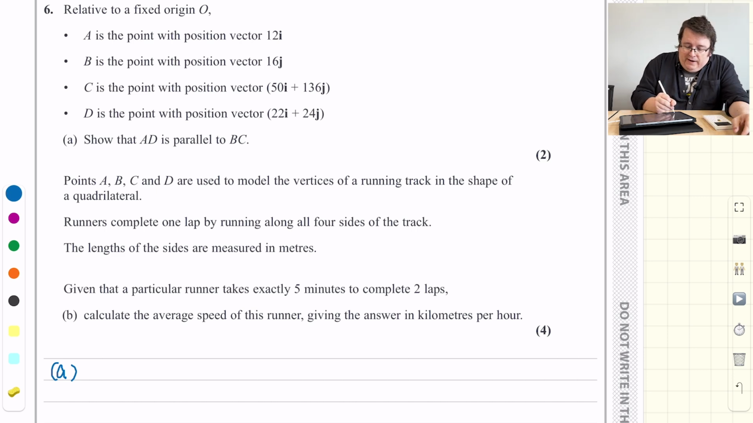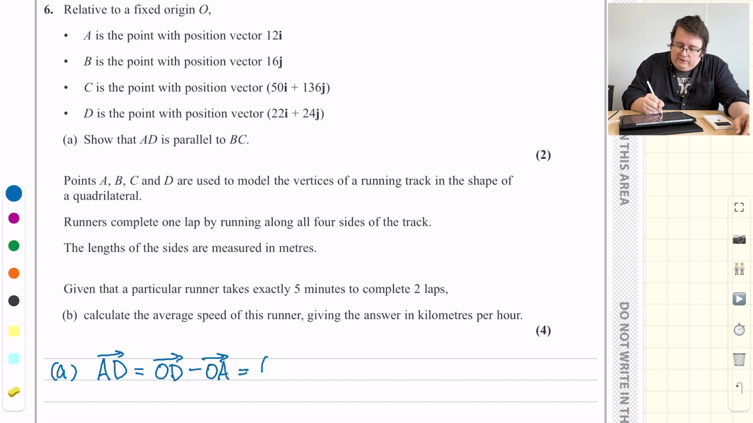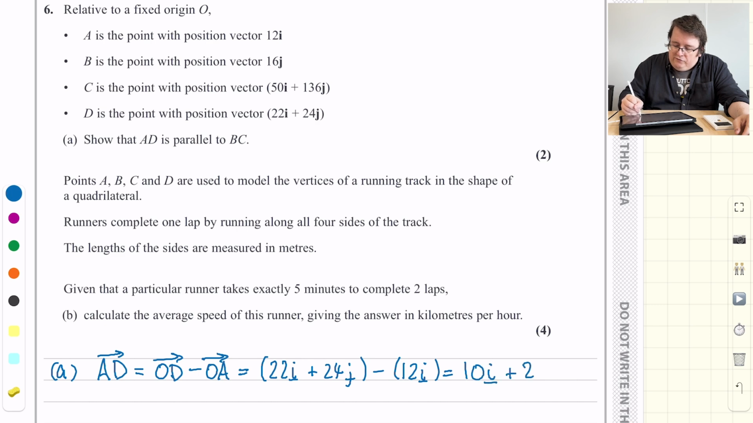So we need to find the vector AD. Now the vector AD is OD minus OA. Now OD is 22i plus 24j, and we're subtracting OA, which is 12i. So that will leave us with 10i plus 24j.